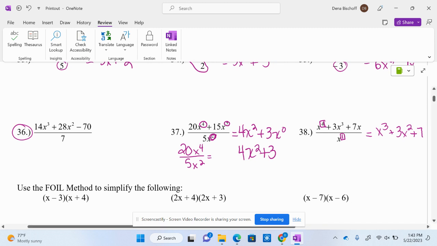Okay. And then the last thing we did was FOIL. Nobody in period 1 could tell me what FOIL stood for.